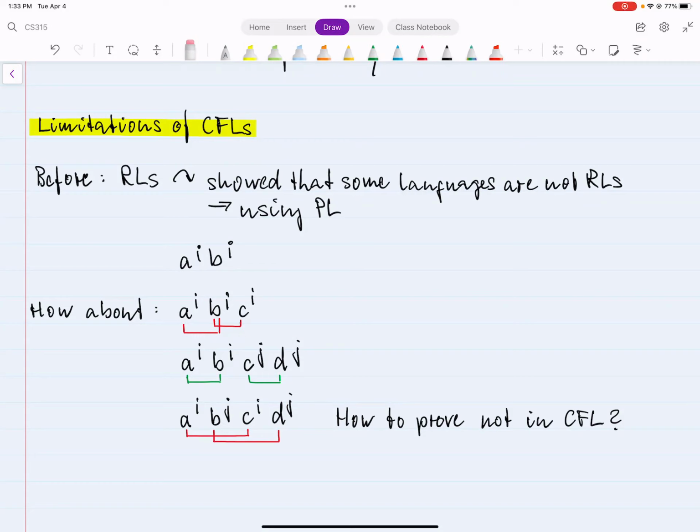So before we had regular languages, we showed that some languages are not regular by using the pumping lemma. If we try to show that they are, we needed to come up with a regular expression or something regular, okay?